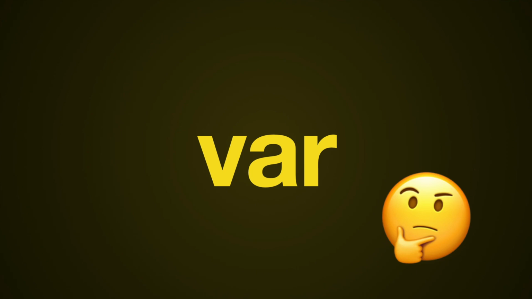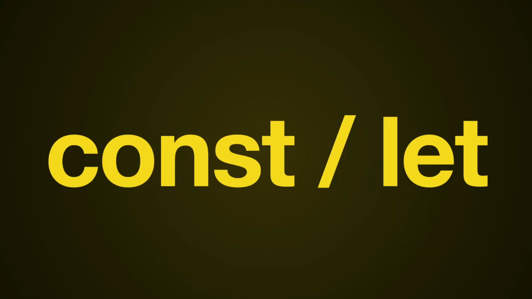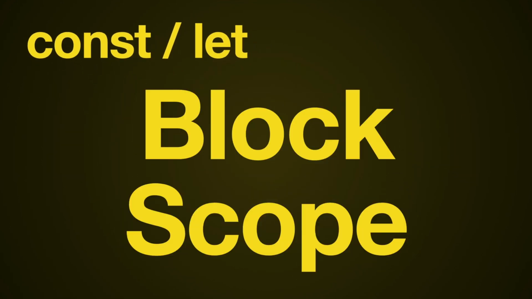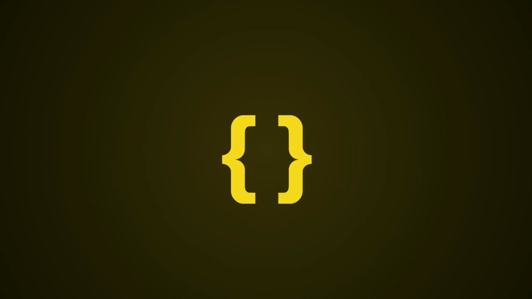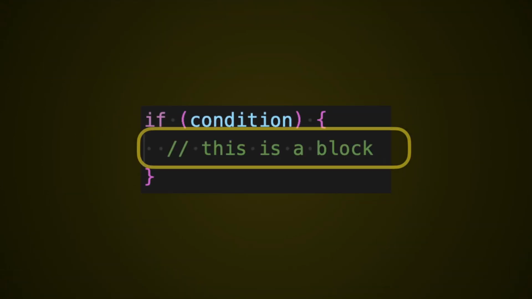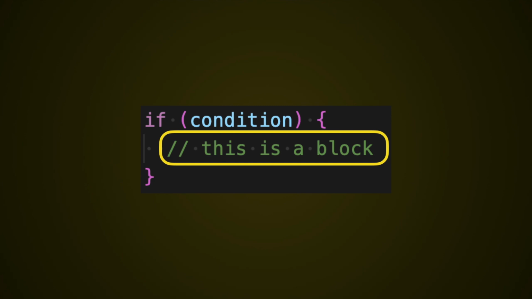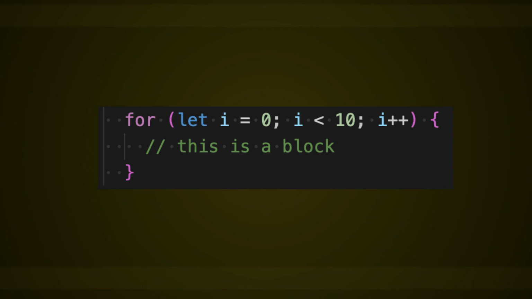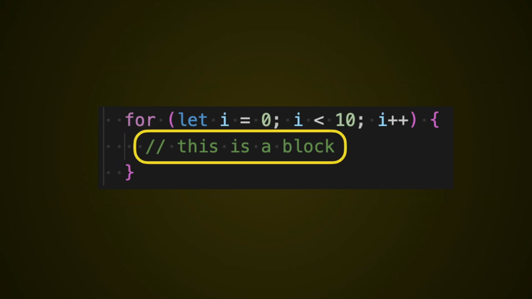Well, it all comes down to the scope of the declared variables. When you declare something with const or let, the variable will have block scope. This means that it will exist only inside the block in which it was declared. So what's a block? A block is any piece of code delimited with curly braces. In this snippet, for example, this is a block because it's delimited with curly braces. Or here, this is also a block because, again, it's delimited with curly braces.